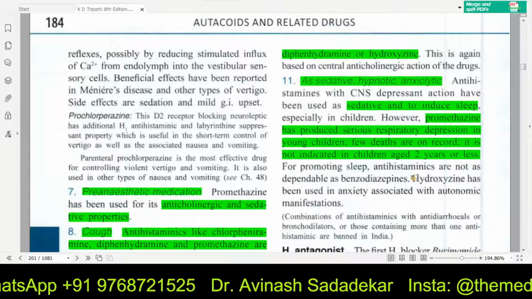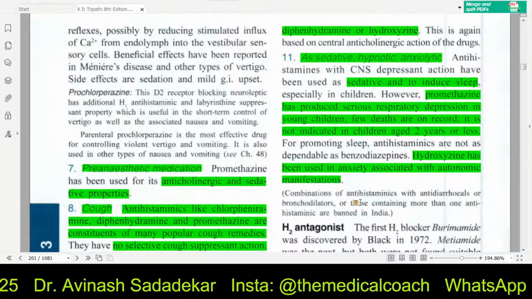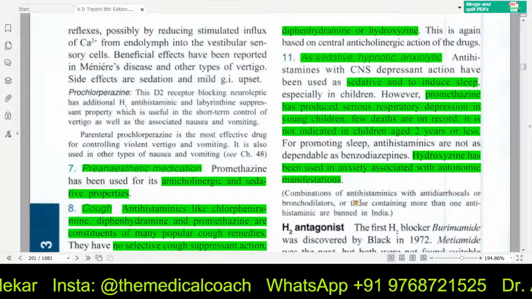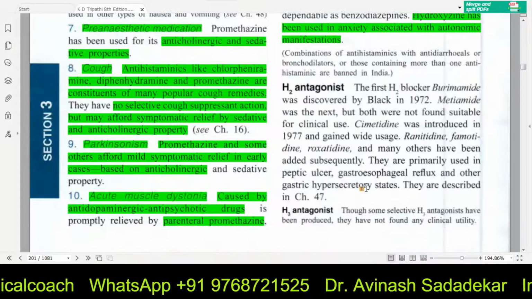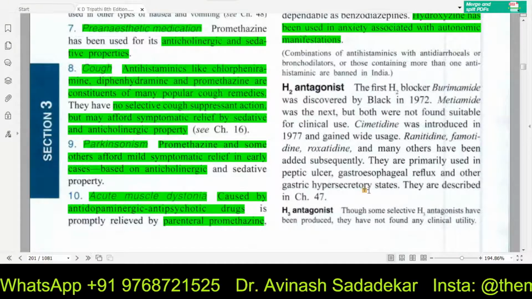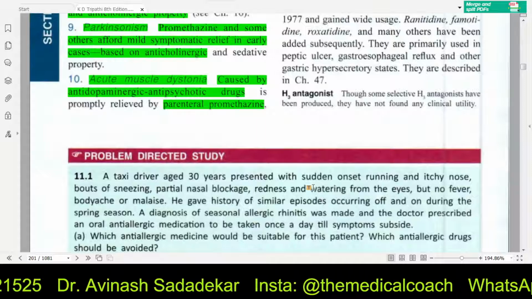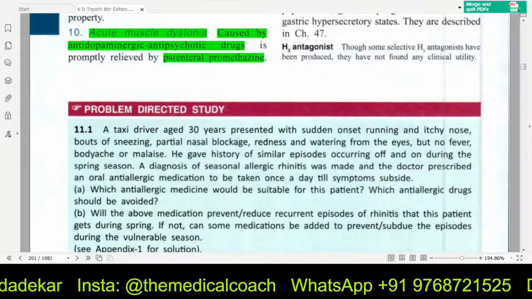Apart from that, hydroxyzine has been used occasionally in anxiety that has autonomic manifestation. Like some people, when they get anxious, they have palpitations and they even get loose motions. For them, it might work. H2 antagonists are cimetidine and ranitidine, to be covered in some other chapter, and H3 antagonists are currently of no use to us. This completes our chapter on H1 antihistaminics.